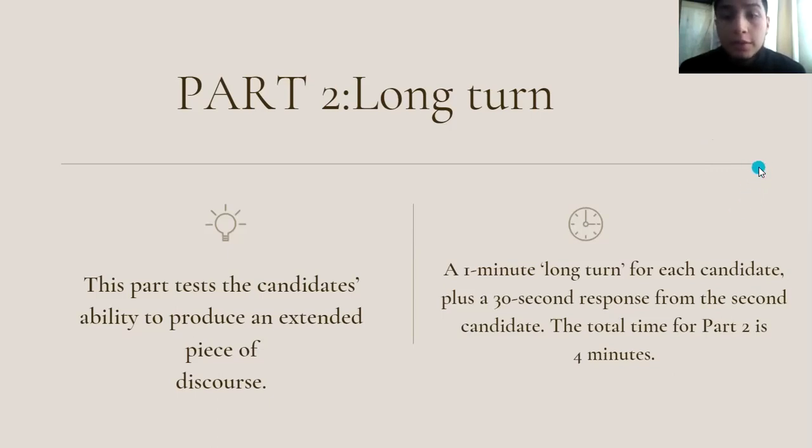Also, this is focused on organizing a large unit of discourse, comparing, describing, and expressing opinions, because we have to give an opinion on the response of candidate A or B. Also, about the time, we have a long turn for each candidate, plus 30 seconds for the response from the second candidate. In total, the time for part 2 is 4 minutes, because we have 2 minutes for each candidate.